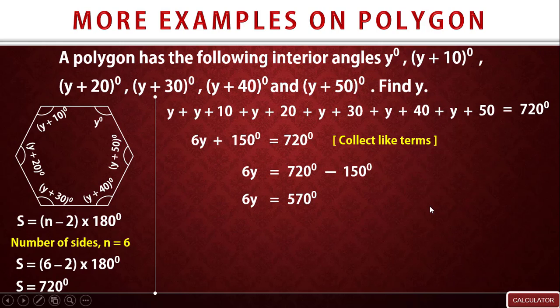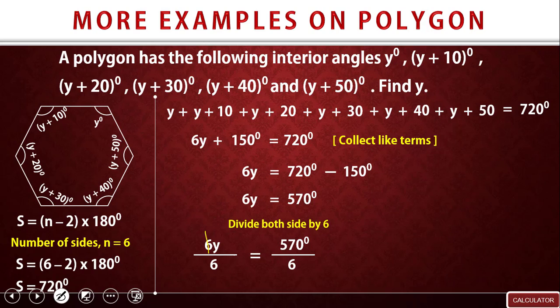So the next thing for us to do now, we need to divide both sides by the coefficient of y, and the coefficient is the number beside the y, and that number is 6. So we are dividing both sides by 6. So we have 6y divided by 6 at the left hand side equals 570 degree divided by 6. 6 will cancel out 6 here. So we have y left at the left hand side.